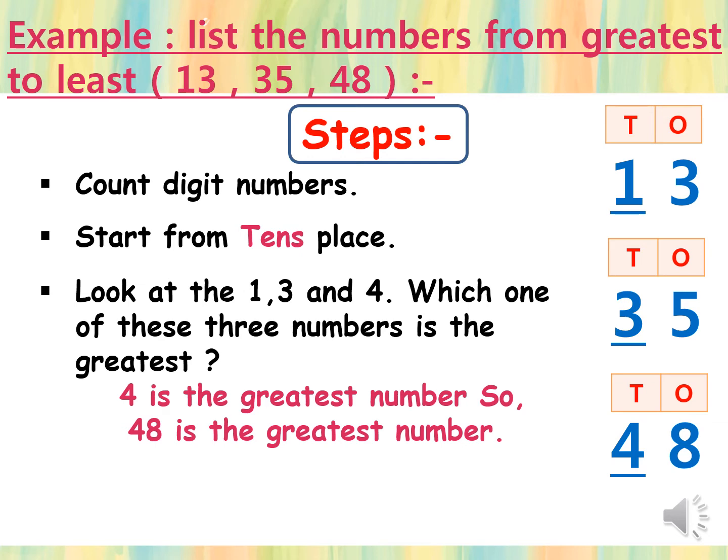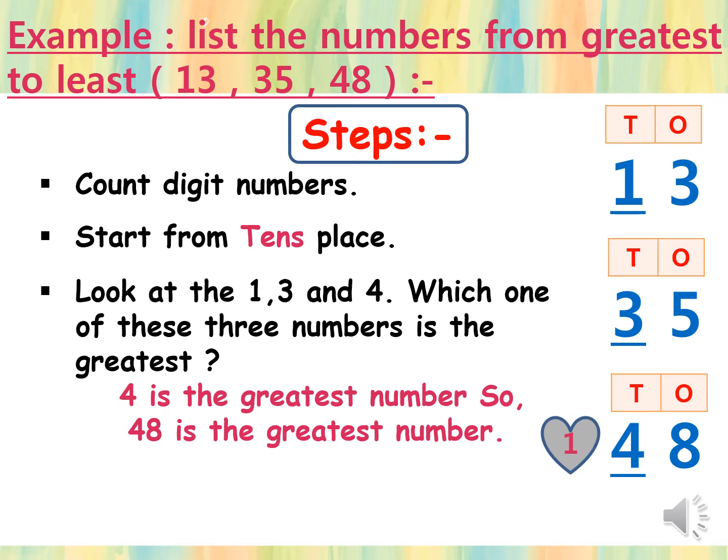1, 3, 4. So which one of these 3 numbers is the greatest? 1 is the greatest? No. 3 is the greatest? No. 4 is the greatest? Yes. So 4 is the greatest number here. So 48 is the greatest number here.